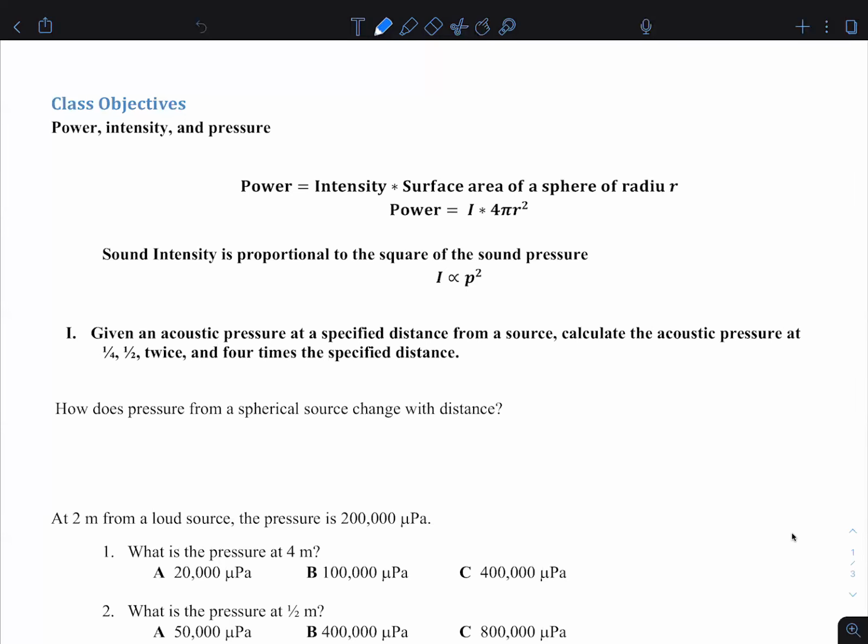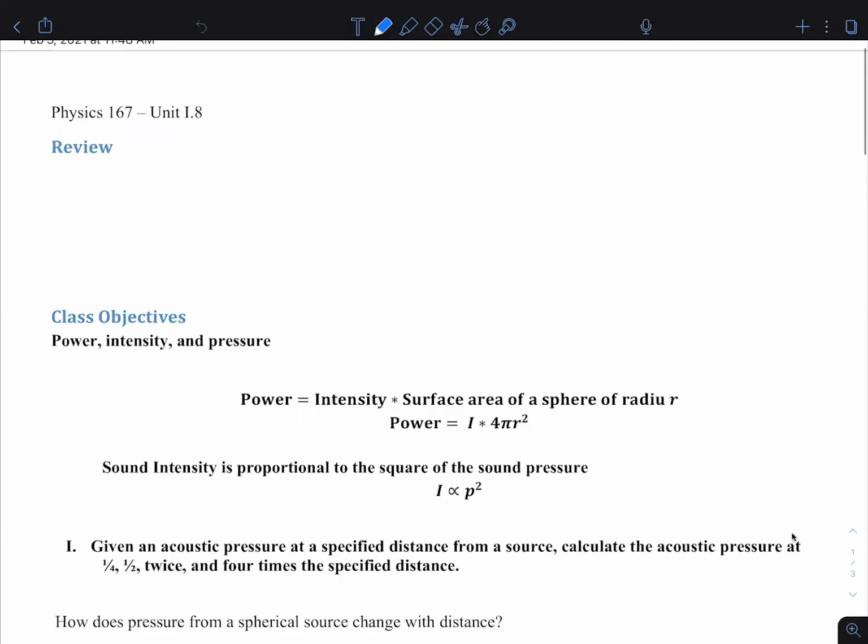Okay. I'm going to be going through the handout from Unit 1.8. In this main class, the objectives were to understand about pressure, sound power, sound intensity, sound pressure, and also sound pressure level.